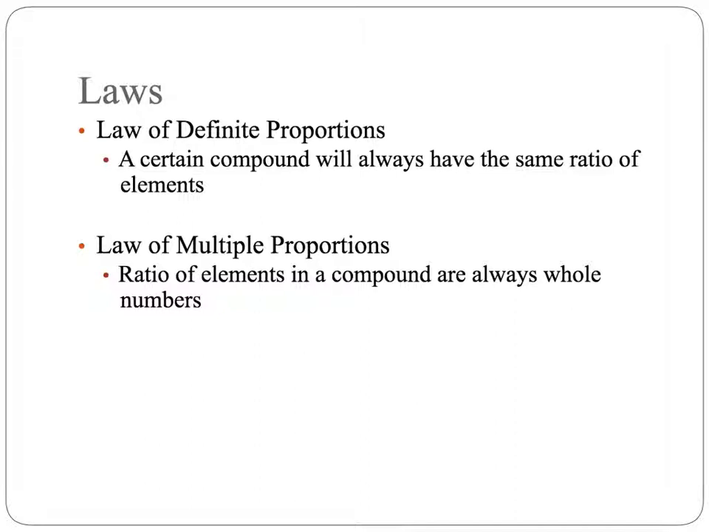There are two laws that your book mentions, and we will do more with the realities that come out of these laws as we get into balancing equations and doing things with chemical formulas. But just to go over them, the law of definite proportion states that a certain compound always has the same ratio of elements. So sodium chloride, NaCl, is always one sodium and one chloride. It would be something different if it was a different ratio. Water is always H2O.